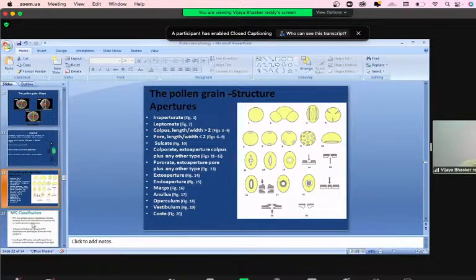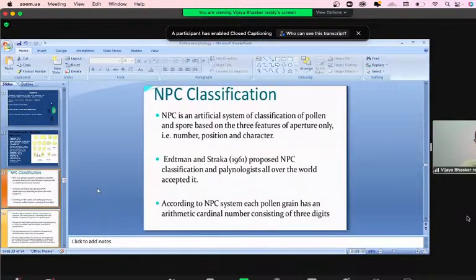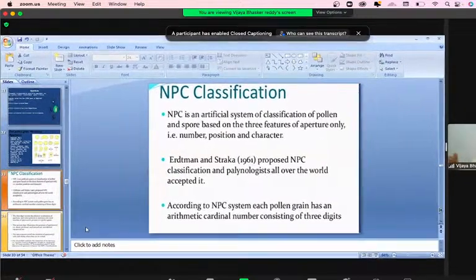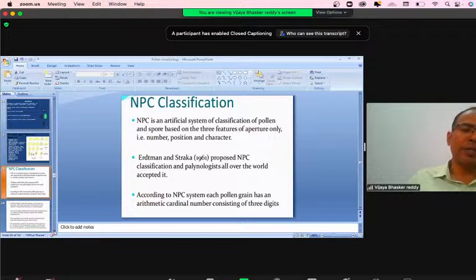There is a classification called the NPC system of classification that was introduced by Erdtman in the year 1961. This is a very important classification, based on the aperture patterns and placement of apertures. N represents the number of apertures, P represents their position, and C represents the character, or type, of the aperture. Based on that, he came out with varied categories.